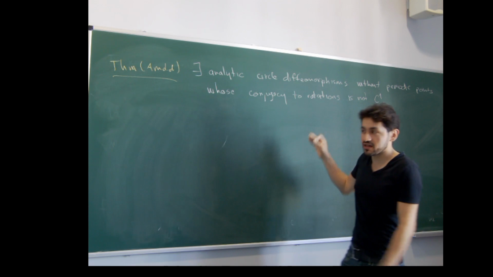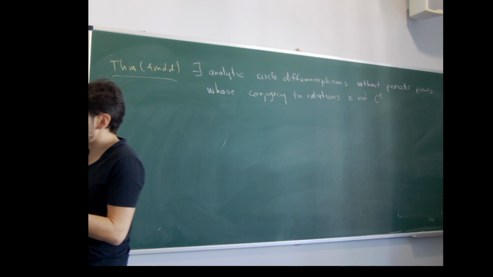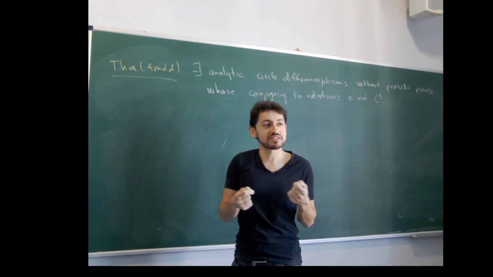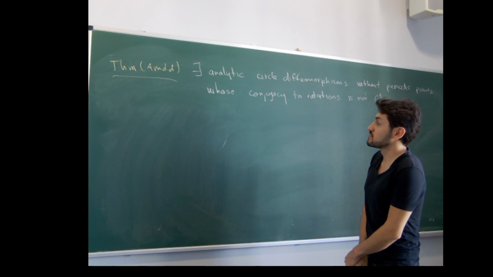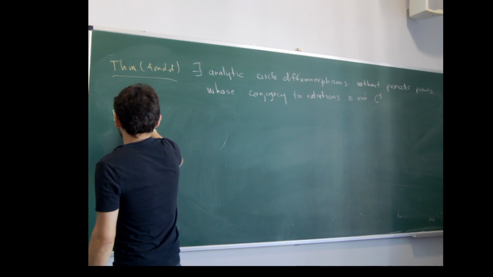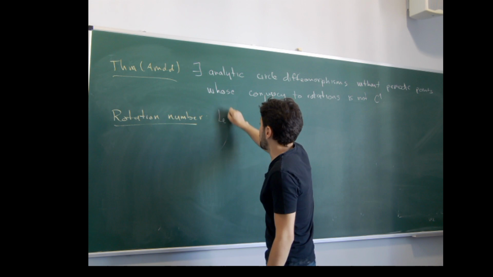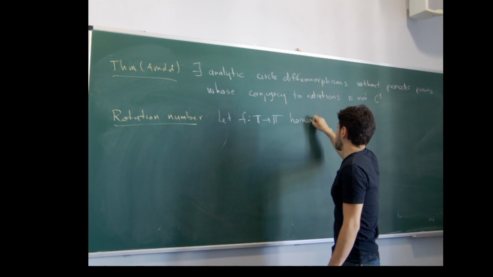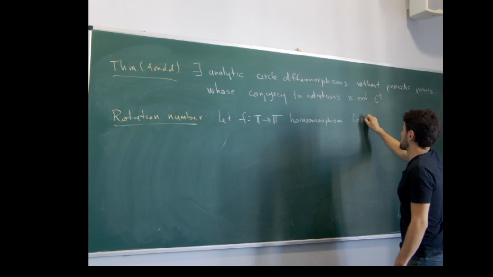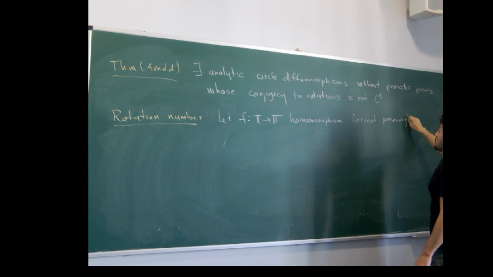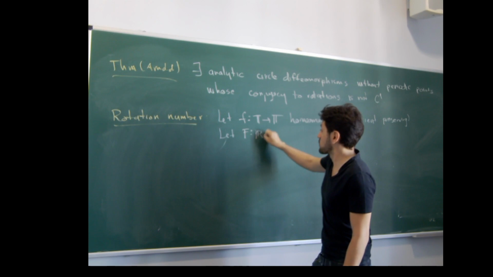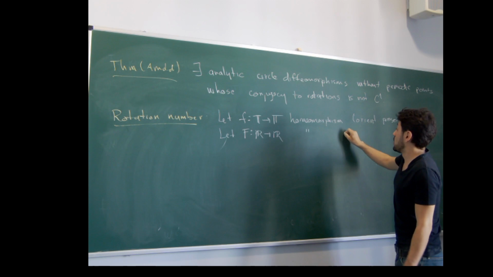So there is something more that will be needed, some arithmetic property we're missing, as in the previous case. So to state this, I will need to introduce the notion of rotation number. Rotation number for circle maps. So what is the rotation number? If I have a homeomorphism here, let me say that it is orientation preserving to be on the safe side. And I pick any lift of this transformation. So I pick a map going from R to R, a homeomorphism. So a lift of F.